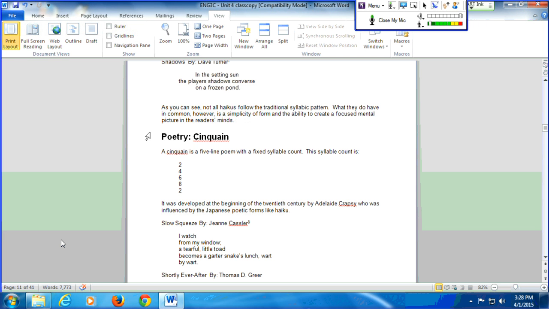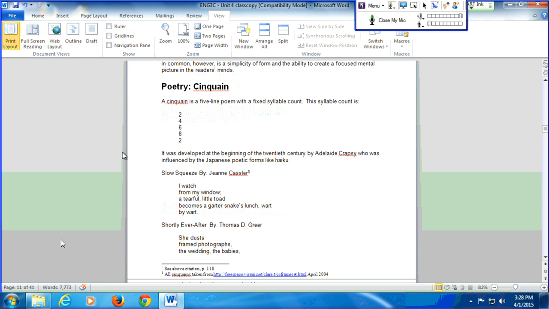So the first one we have is: I watch from my window. A tearful little toad becomes a garter snake's lunch, wart by wart.